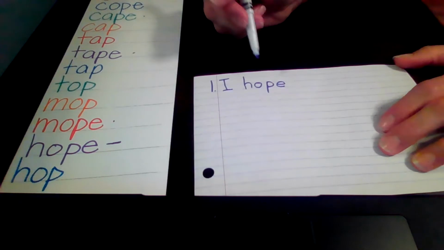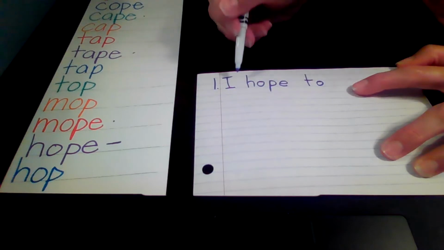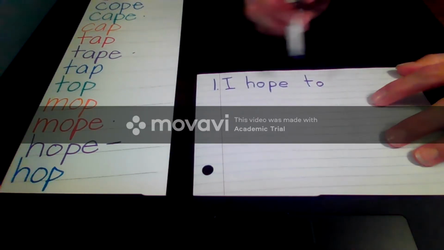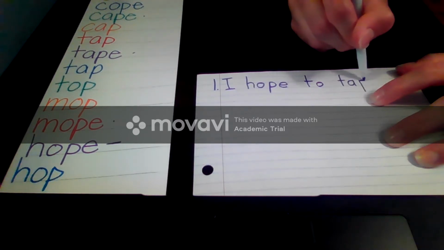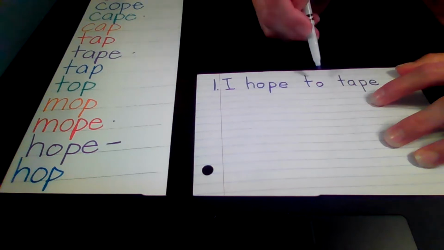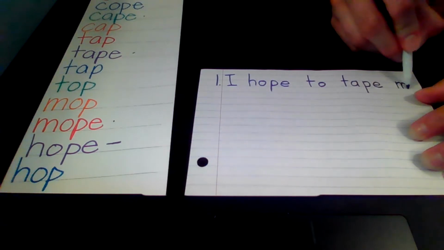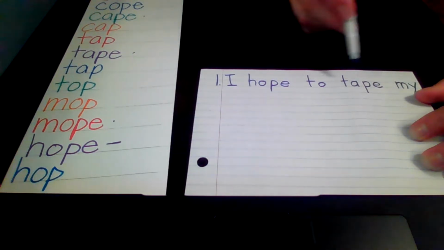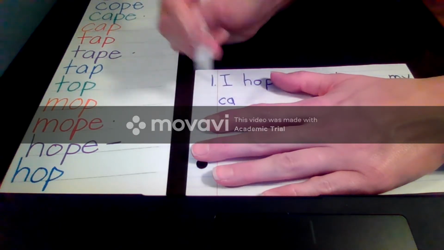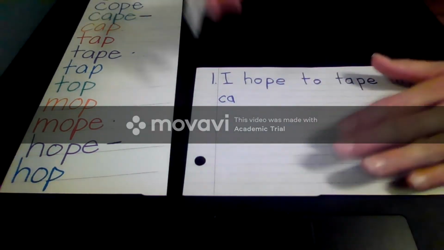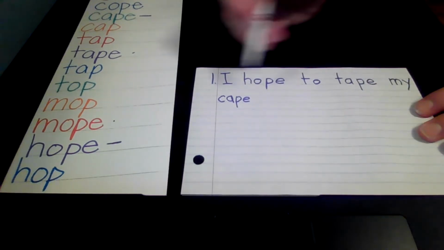H-O-P-E. I hope to, finger space, to, T-O. I hope to, finger space, tape. I hope to tape my, finger space, oh, this is going to be tight. I hope to tape my cape. C-A, ooh, where is it? Is it over here? Yeah. C-A-P-E. I hope to tape my cape.